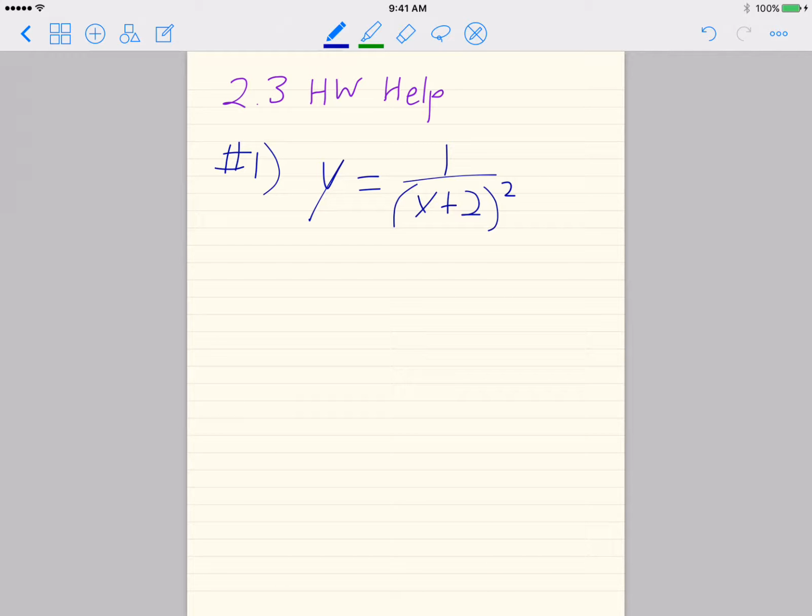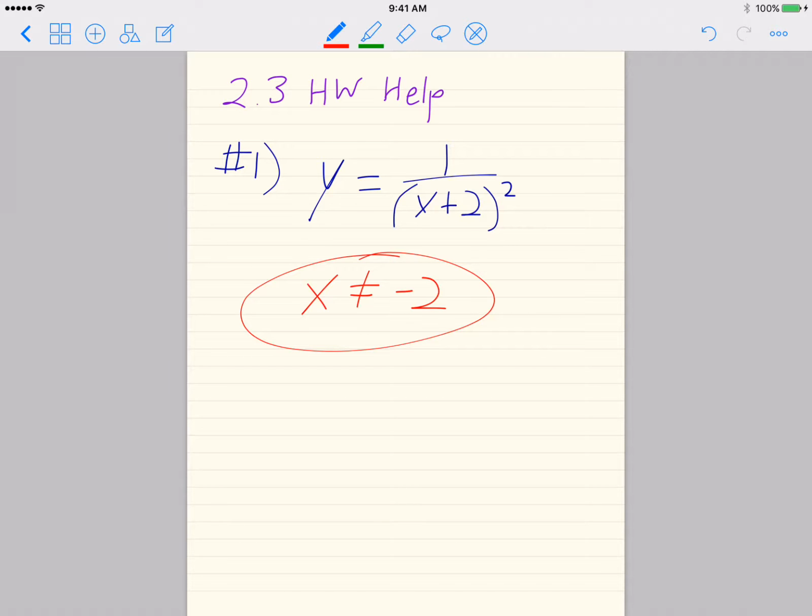I'll start with number 1. You're given the function y equals 1 over (x plus 2) squared, and you're asked to find the point or points of discontinuity. For this one, the only thing x cannot be under the real number system is negative 2, because as you know, negative 2 for x will make the denominator equal to 0.